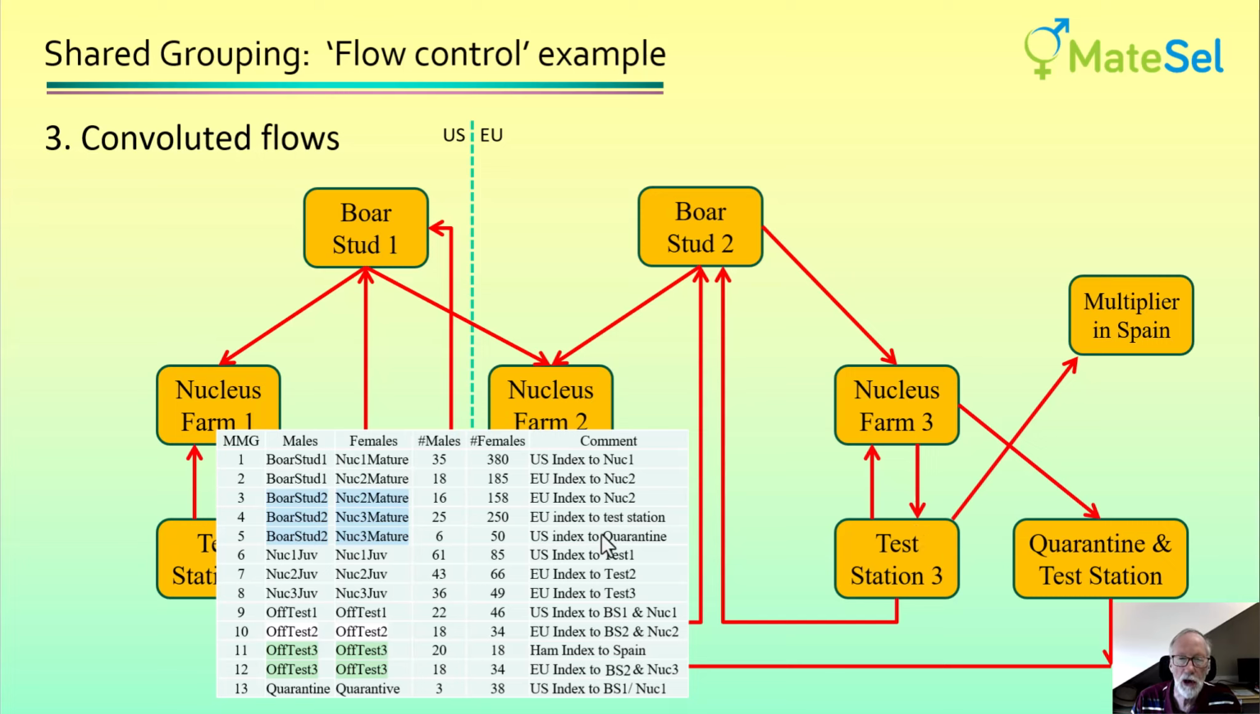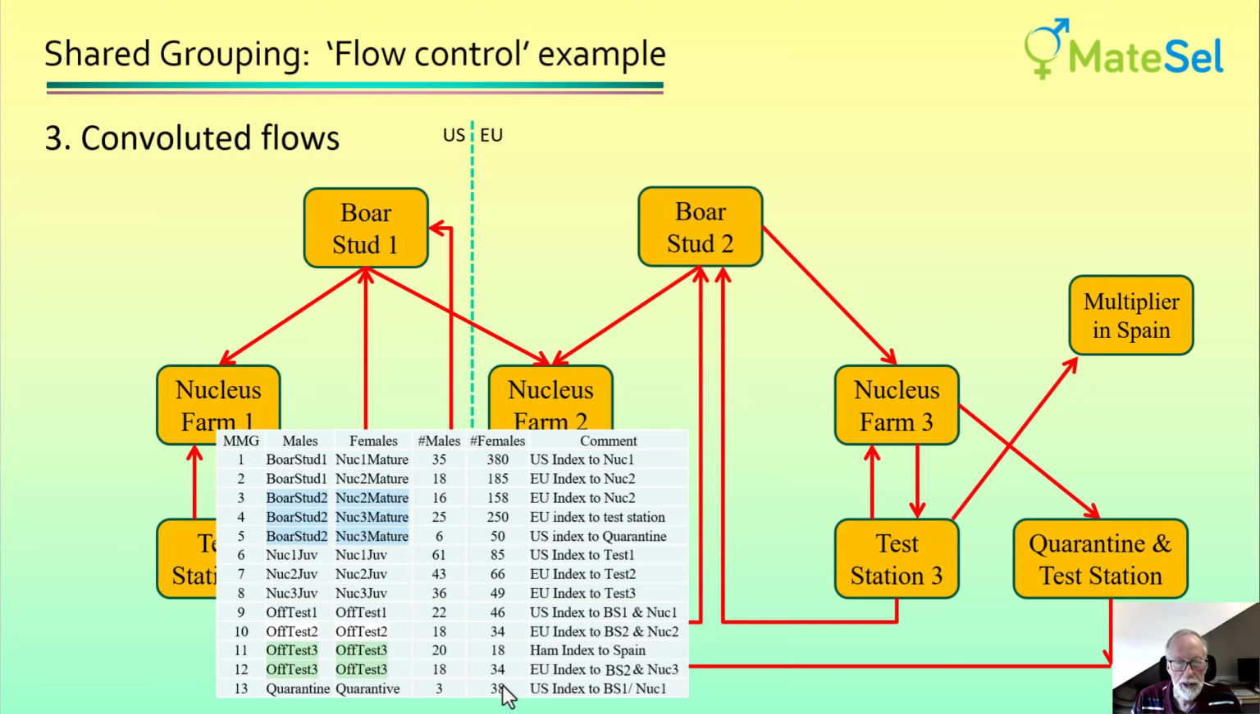The number going off back for migration to Europe would be typically a lot smaller, and that's reflected in these fictitious numbers that I've put in here. And you'll notice that we're not making mate allocations here, we're just making plans for a grouping of individuals for potential future mating. And the next example here is with off-test 3 males and females. They have two different destinations. One is the ham index going off to Spain for the multiplier, and the other is back into the breeding program with males going back to boar stud 2 and females going to nucleus 3.